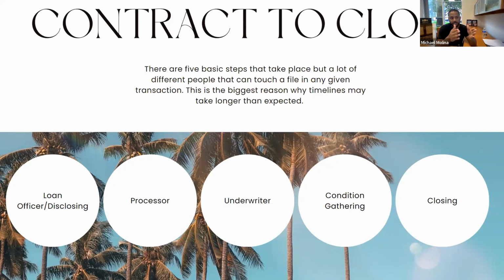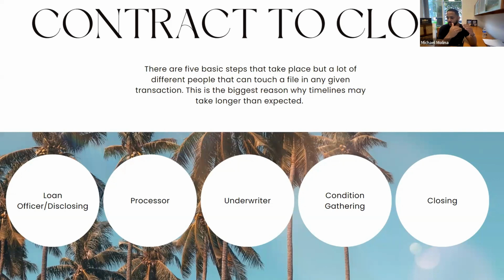From conditions, once we get all of those conditions in, some of them may be internal, that we may have like this thing that we call data verify, which is almost like a background check on the client. Any address that they ever lived at, any home that they ever owned, if they did go through any sort of issues in the past, if they have a judgment on them or anything like that, that would come up on that data verify.